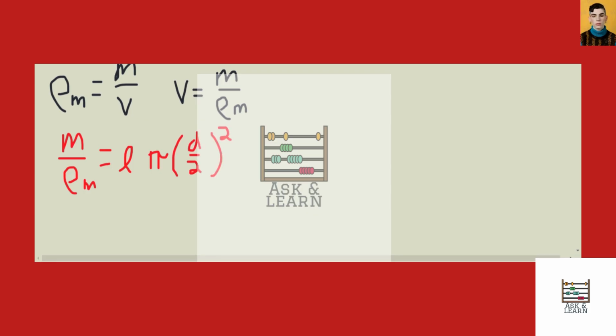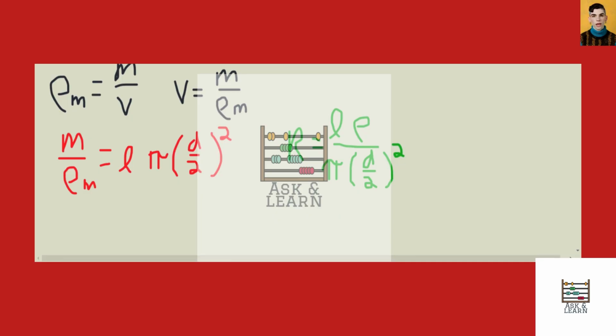And then the second equation has to do with the resistance. We know we want a resistance R, and resistance is equal to length times resistivity over the area. So again, pi times (d/2) squared is our area.